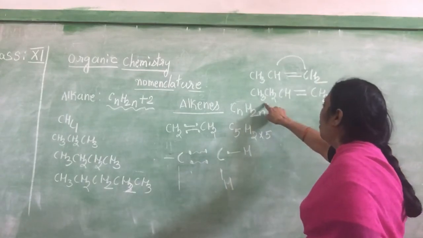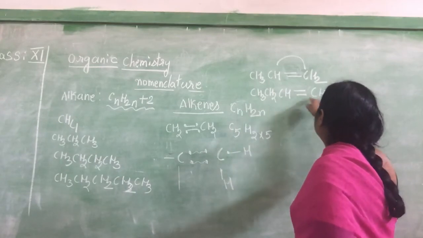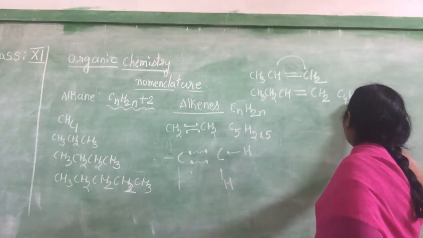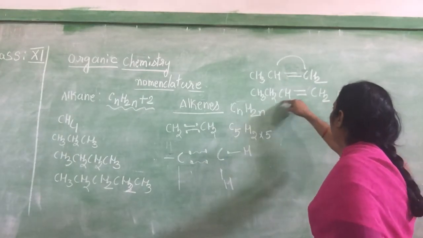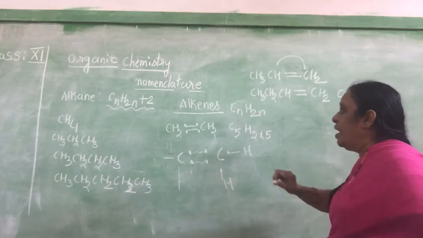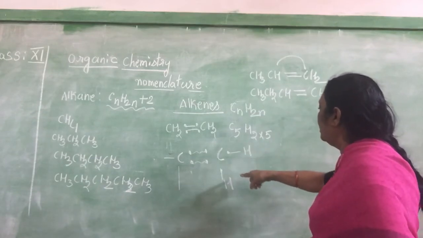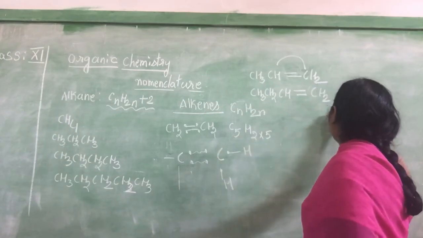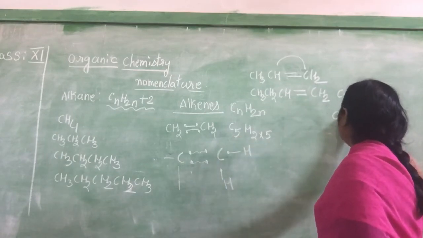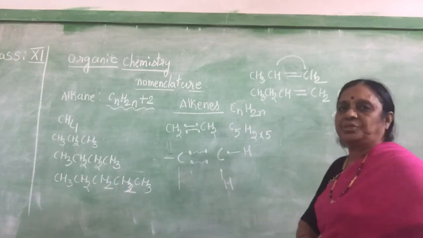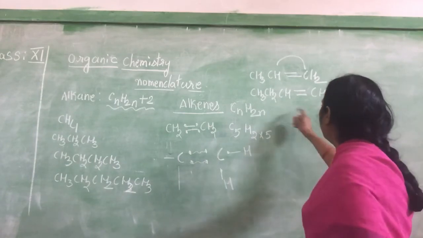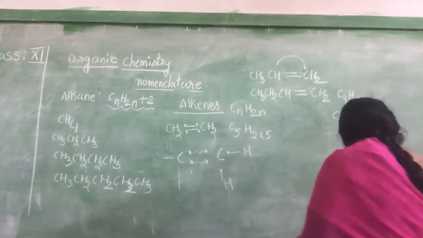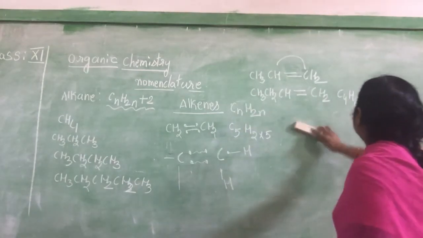What is the molecular formula? 3, 2, 5, 6, 7, 8. So C4H8. C4H8. I told you pentene we already derived. What is that? C5H10. Pentene has, according to the general formula, C5H10. Okay, children, we are getting it. So how will you write? One more CH2 you have to increase. Clear? Alkene.